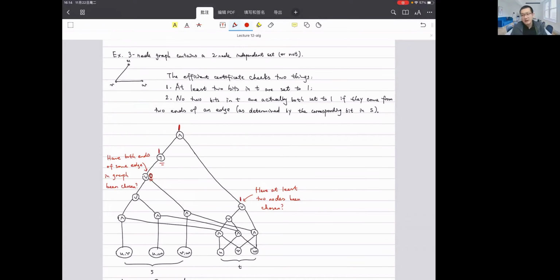here like this. And this is a complete circuit to test whether a 3-node graph is going to contain a 2-node independent set or not. And also, on the other hand, we can clearly see that in general, for general n, this is a circuit of poly n size. And this finishes the construction of the circuit for this specific problem.